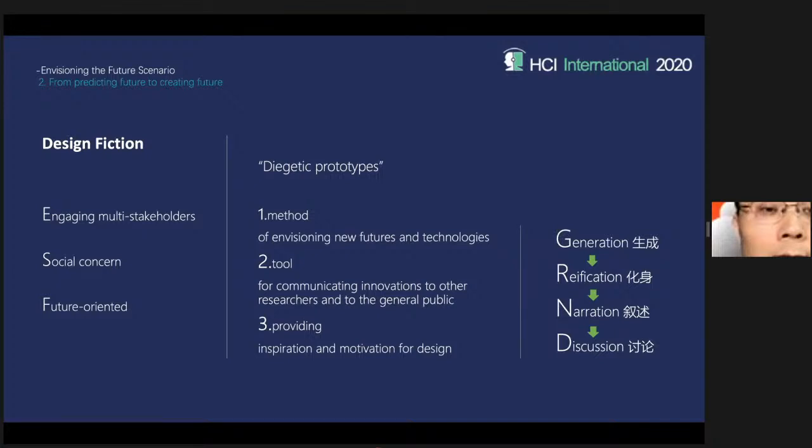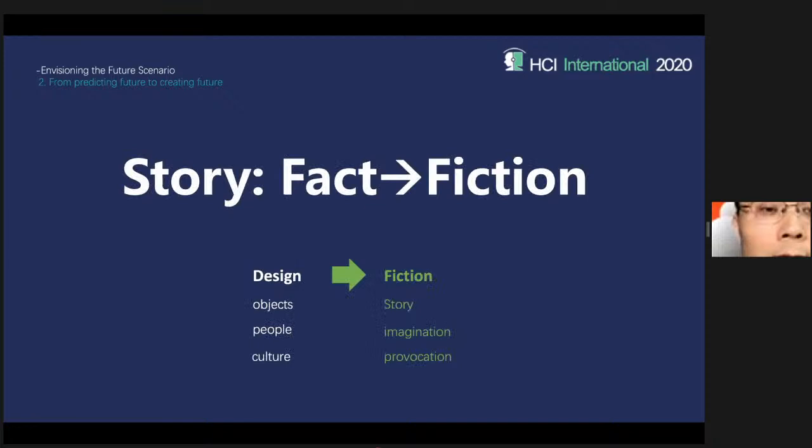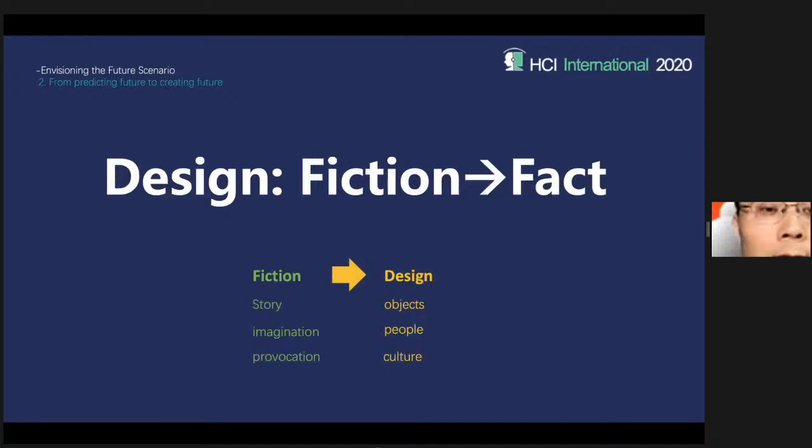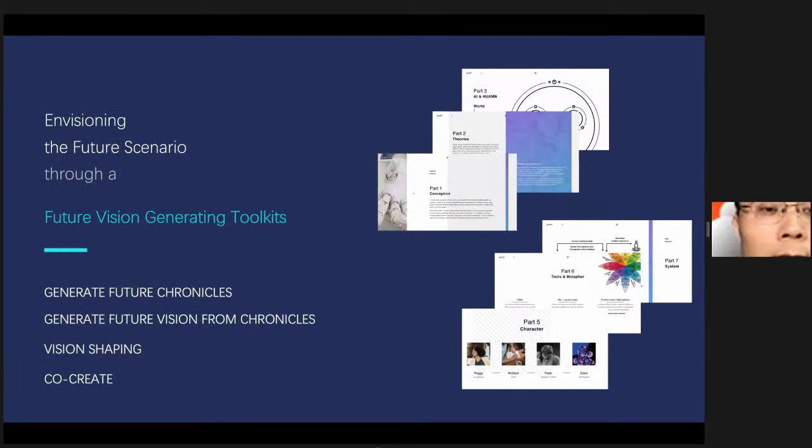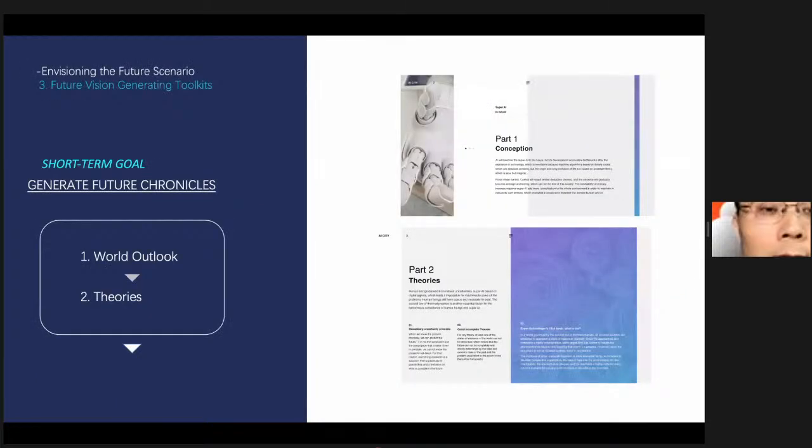the prototype to generate this object with the narrative and the discussion. We can realize it. One important aspect is that fiction is fact. With this, we can constitute the future from the fact, and we can explore the future from the fiction. And science fiction is a very creative artifact too, and we use this set of tools to help those who are trying to create the future.